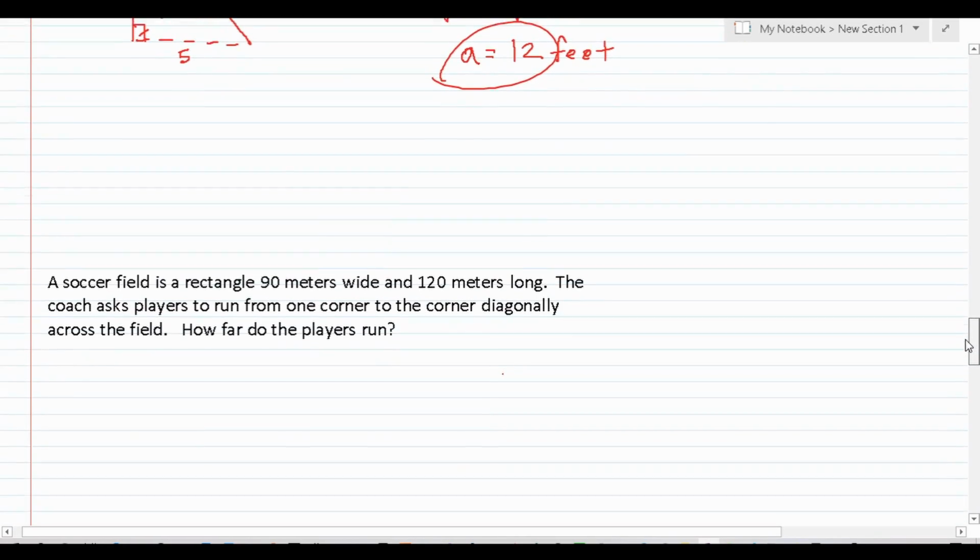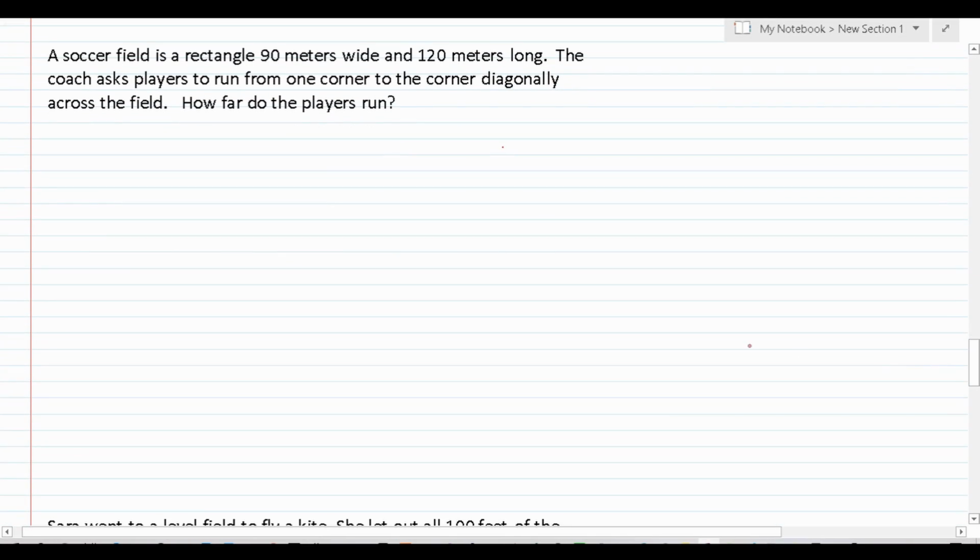So that's that one. All right, let's move on to this next one. It says a soccer field is a rectangle 90 meters wide and 120 meters long. The coach asks players to run from one corner to the corner diagonally across the field. How far do the players run? Okay, so this, again, is a very typical type of question you'll see on the ASVAB.